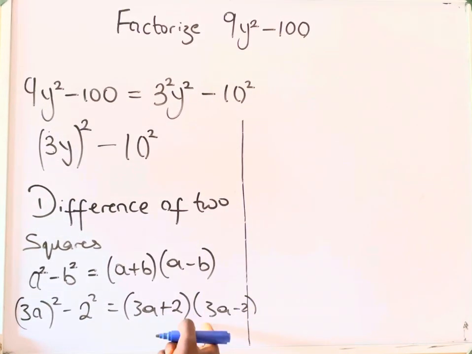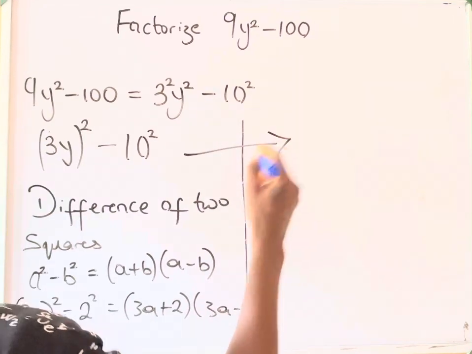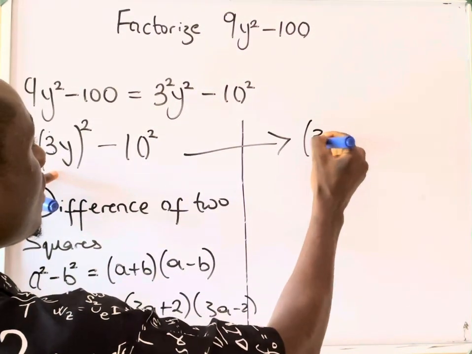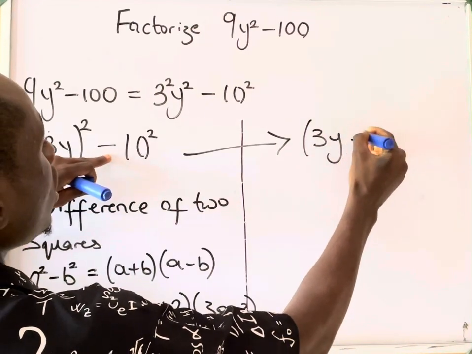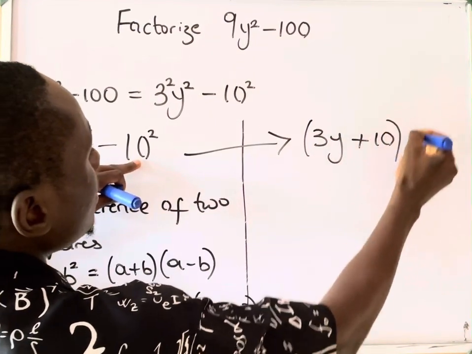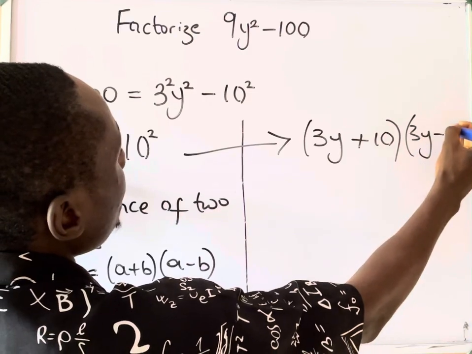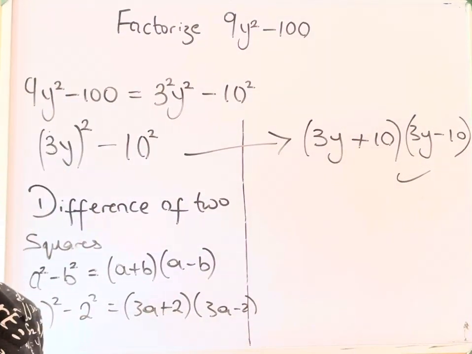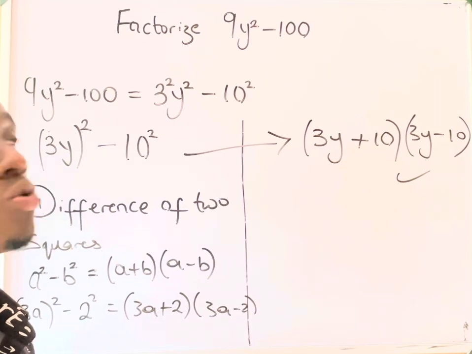If that is clear, what becomes the answer? Pick 3y plus pick 10, and we pick 3y again minus 10, then we are through. We factorize. This becomes our answer. So this is called difference of two squares.